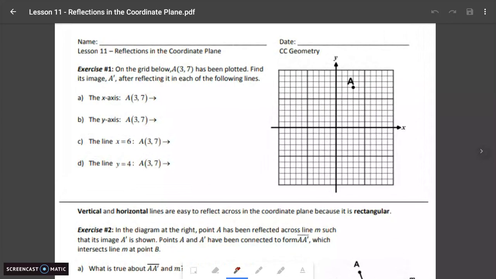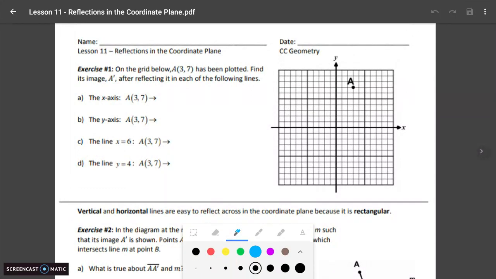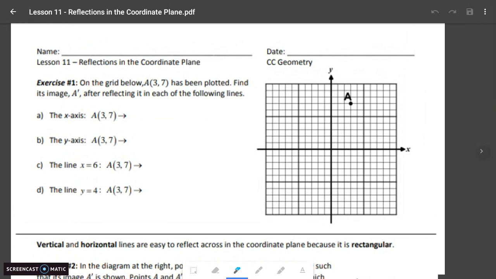In this video, we're going to look at reflections in the coordinate plane. So we have the point A already labeled (3, 7), and it's been plotted. We want to find the image A prime. So we're going to reflect it over the following lines. The first line we're going to reflect over is the x-axis, which we see is right here.